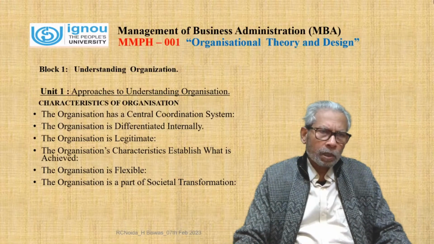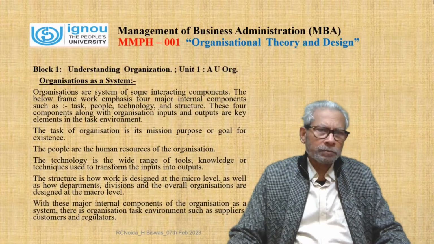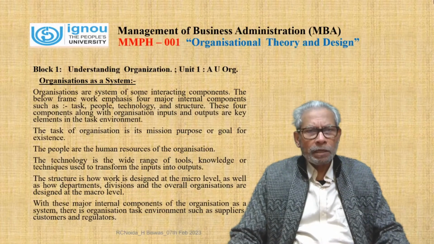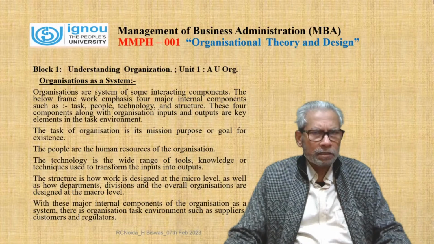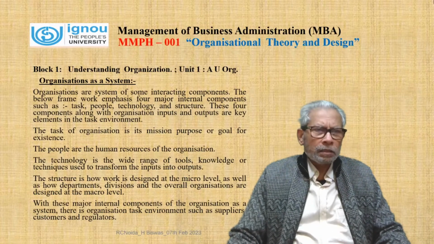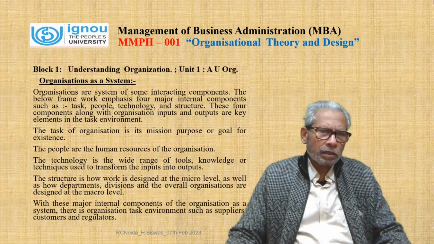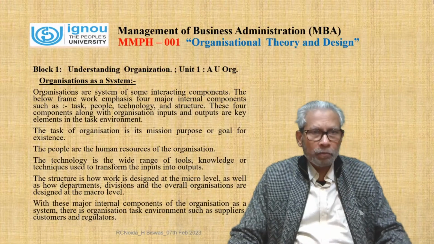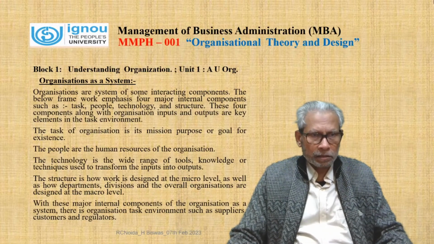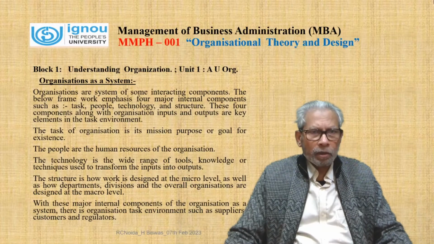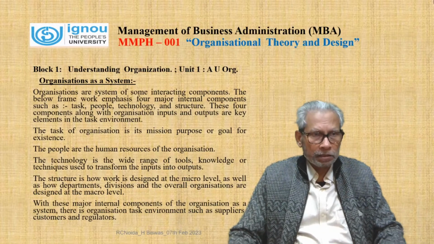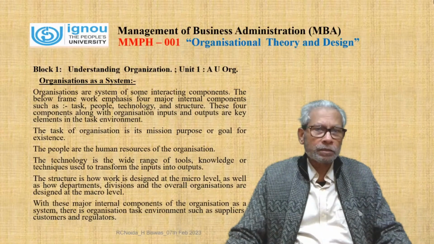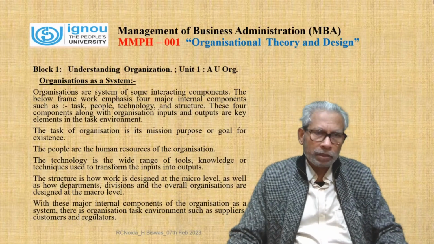Now we have to see the systems. Organizations are a system of interacting components. There are many components, just like our human body. The framework below emphasizes the four major internal components: the task, people, technology, and structure. So that's task, people, technology, and structure. These are the four pillars you can see. These four components, along with the organization's inputs and outputs, are key elements of the task environment.